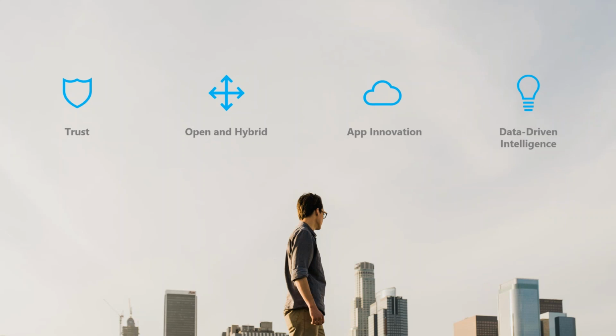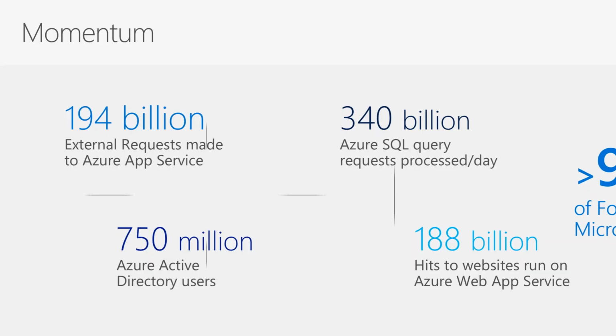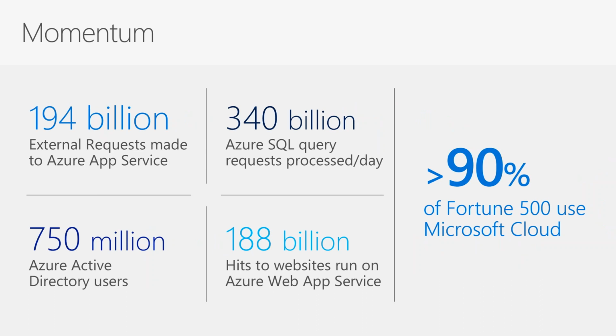So the areas that we covered are high security and trust, deployment options, application innovation, and data-driven intelligence. Just to wrap up this portion of the presentation, just a few more statistics here. Currently, there's 194 billion external requests made to Azure App Service, over 340 billion SQL queries processed every single day, over 750 million Azure Active Directory users, and 188 billion hits to websites running on the Azure Web App Service. And today, over 90% of Fortune 500 companies are using some portion of the Microsoft Cloud.